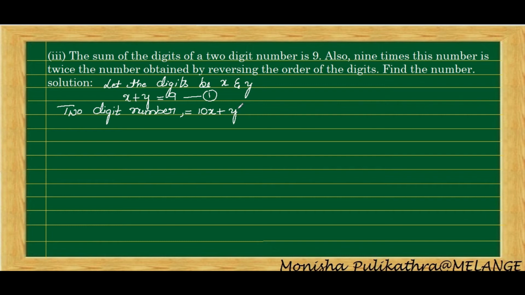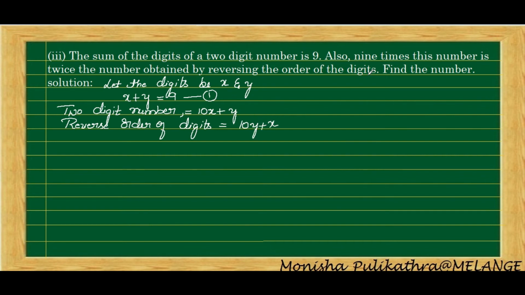Next, 9 times this number is twice the number obtained by reversing the order of the digits. If we reverse the order of the digits, I am just reversing the order of the digits, so it will be 10y plus x.